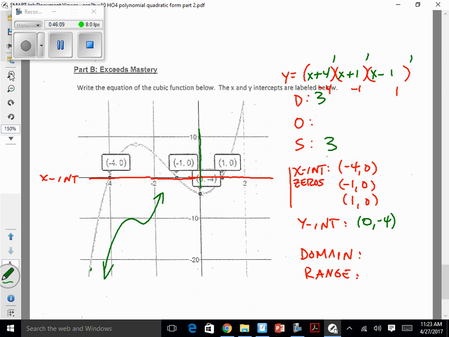Left to right, the arrows on this one make it go forever and ever to the left and to the right. For the range, the arrows are still pointing up and down, so this one's kind of weird. It won't be a number. So domain, all the way to the left, all the way to the right.